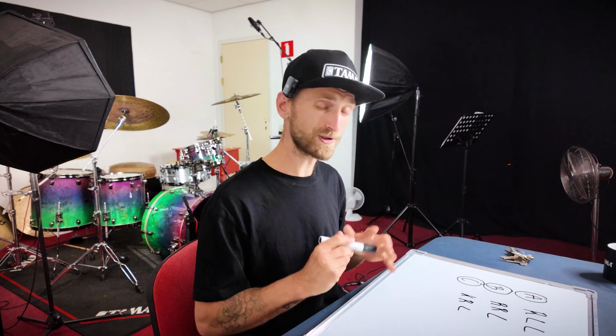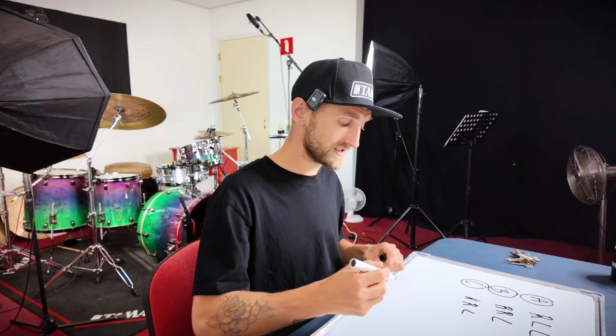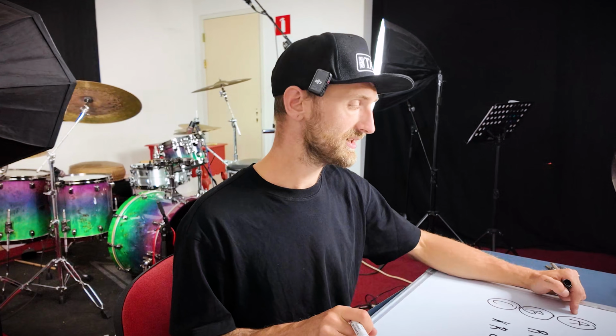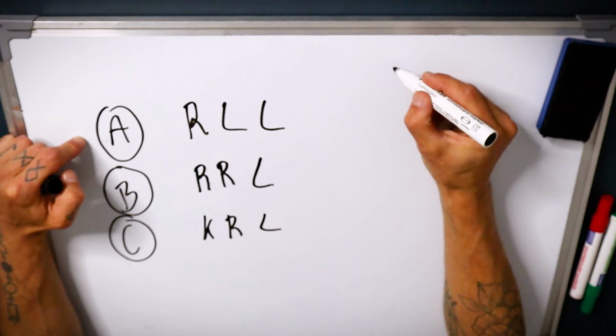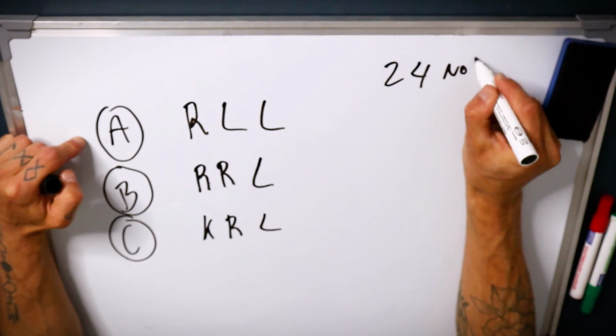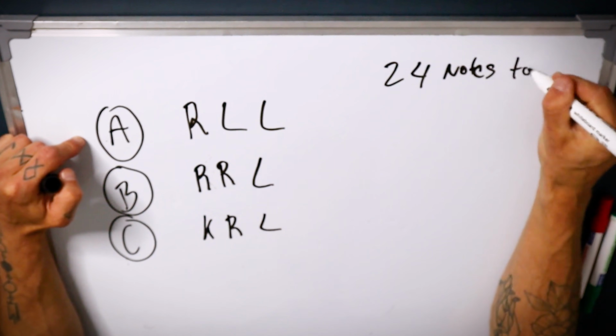Now, here is the first idea that you can use. What we basically do is we play 8 of these blocks. If we would only play block A, we would need 8 blocks of 3 to fill a 16th note triplet 1-bar fill, because we need 24 notes. Let me put that down here. 24 notes total. You have to play block A 8 times.